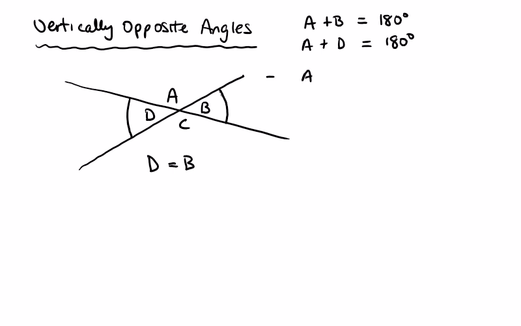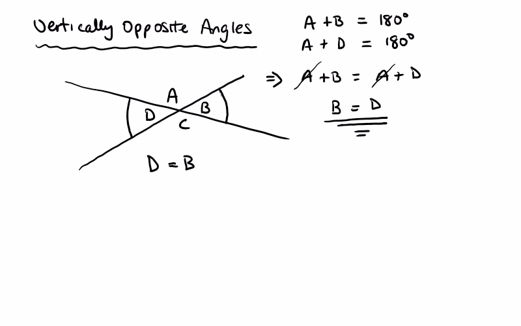Therefore, this implies, therefore, A plus B is equal to A plus D. And if A plus B is equal to A plus D, we can cancel out our A's, or take an A away from each side, to leave B is equal to D. So very, very simple proof. That's the proof that vertically opposite angles are equal in measure.